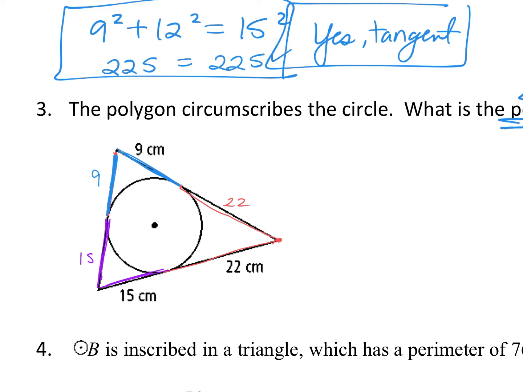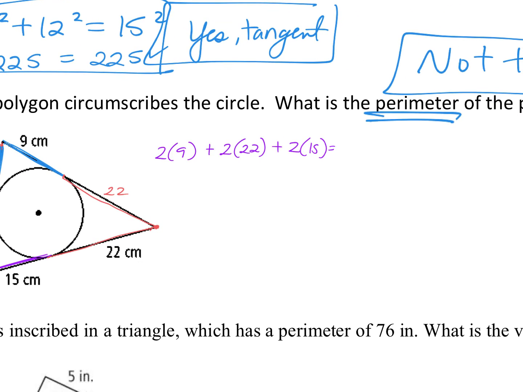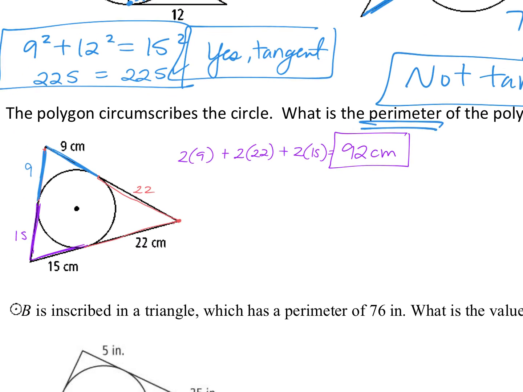So your perimeter is going to be the 2 9s plus the 2 22s plus the 2 15s, or you can just add them all together, right? What do you get from that? 92. Don't forget to label, right? It's a length. 92 centimeters would be your perimeter.